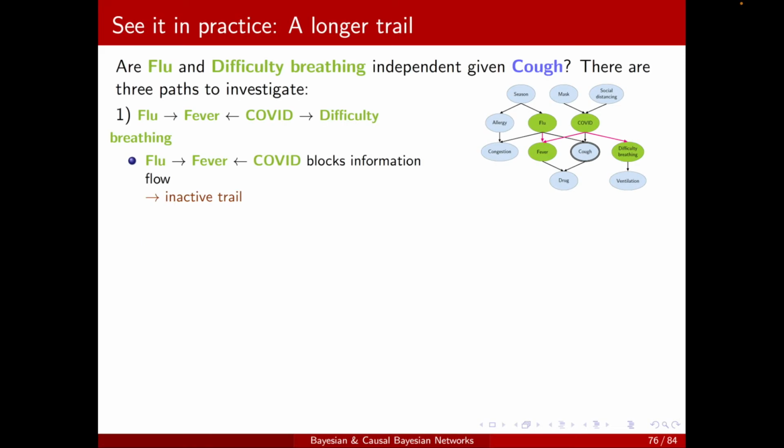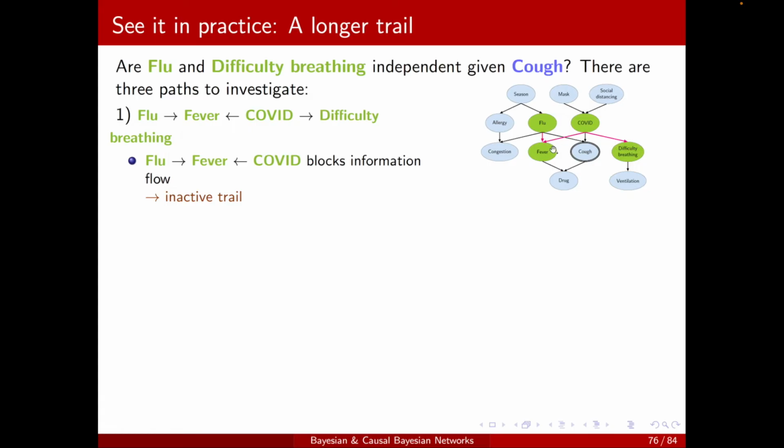Another example, we want to see whether flu and difficulty breathing are independent given cough. For that, if it's going to be independent, we need to show that all the trails between them are blocked. One of the trails is this one, and then another one is here, and then another one is this. We need to investigate all three of them.